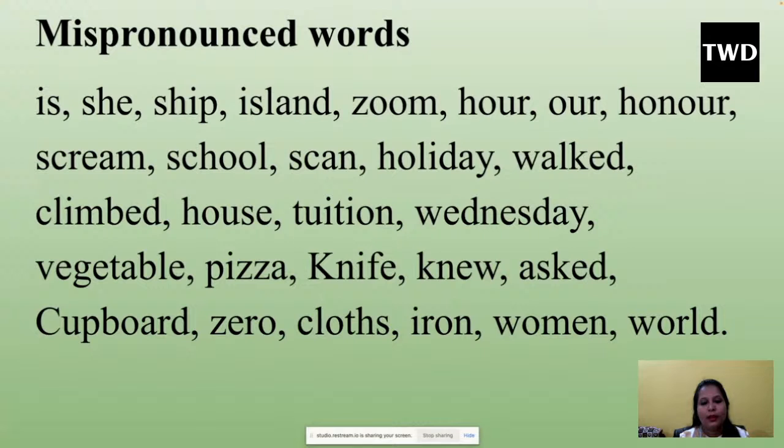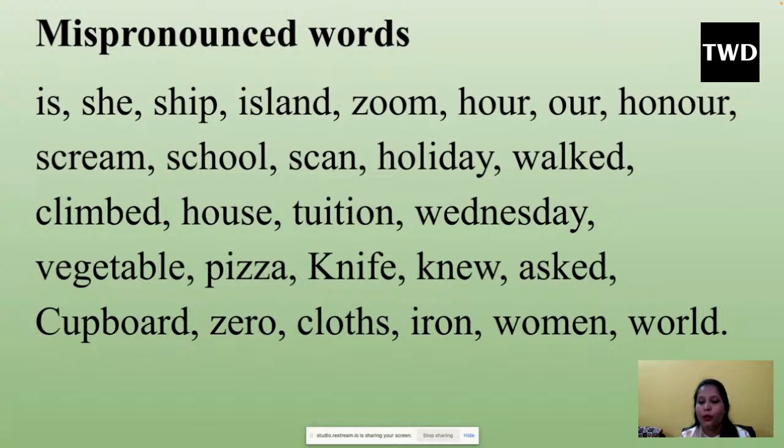Then comes knife. The word starts with K, but actually the K is silent here. It is not 'k-nife', it is knife. You have to remember that K is silent here. Then knew. मुझे पता था. Knew. K is silent again here. It is not 'k-new'. It is knew.